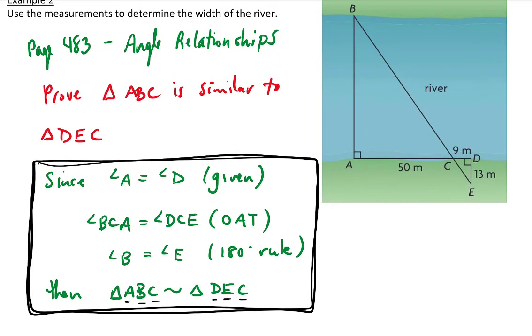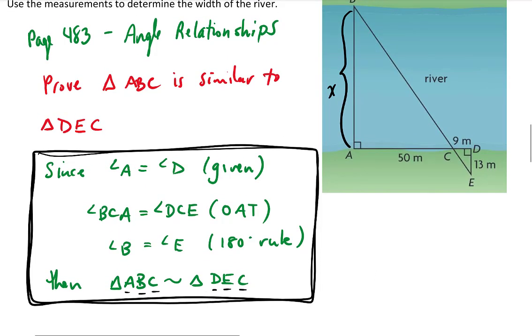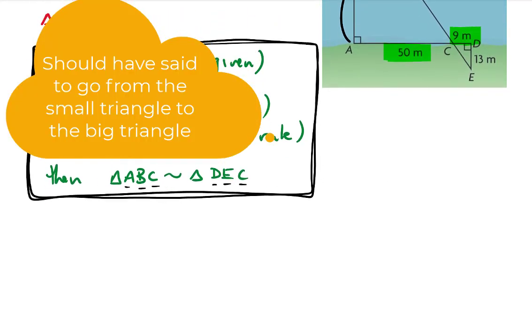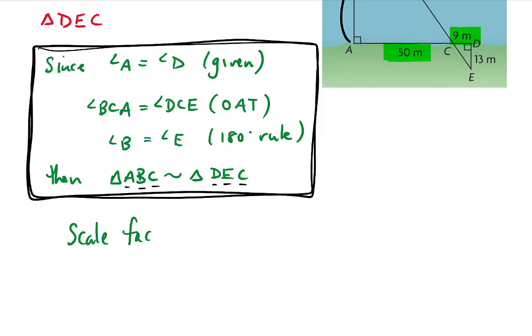So we want to solve for the width of the river. That's going to be this side length here, AB. We want to find the width of this river. So what we need to do is we can use our scale factor method. So we know that this side length AC is proportional to this side length. So our scale factor, to go from the big to the small, would be 50 divided by 9. So let's start there. Our scale factor is 50 divided by 9. That's to go from the big triangle to the small.